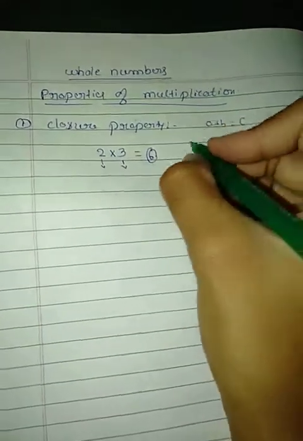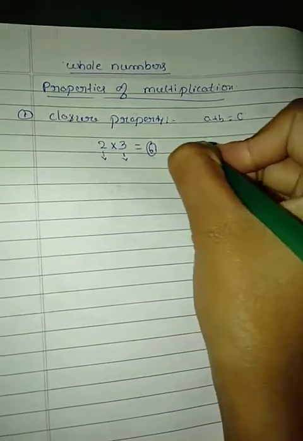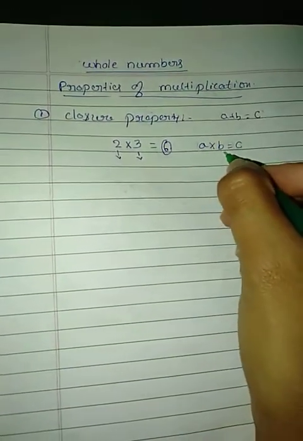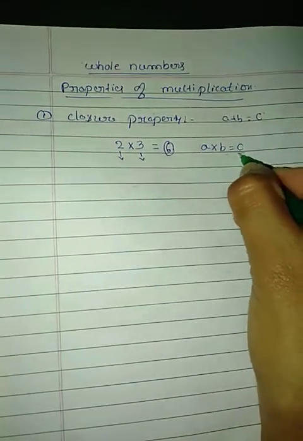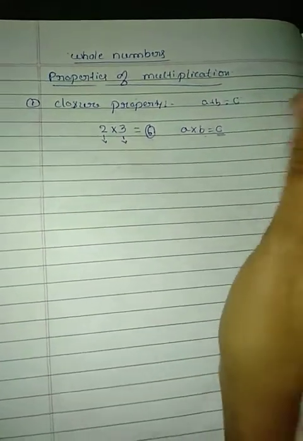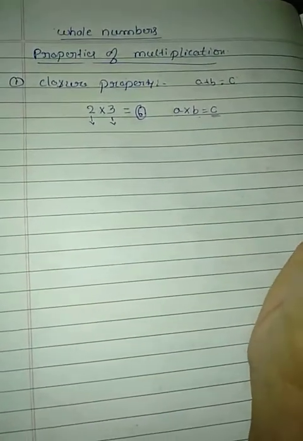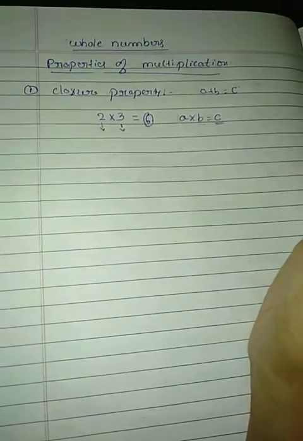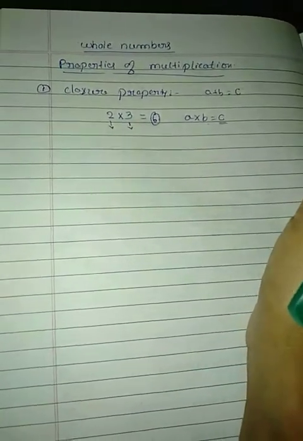So in general we can write it as A into B is equal to C. Here A and B are whole numbers and C is also a whole number. The closure property means that when you take two whole numbers and multiply, the product is also a whole number. That is called closure property.